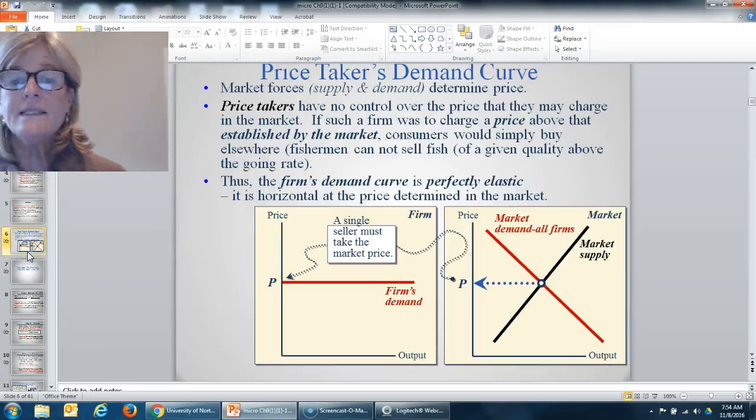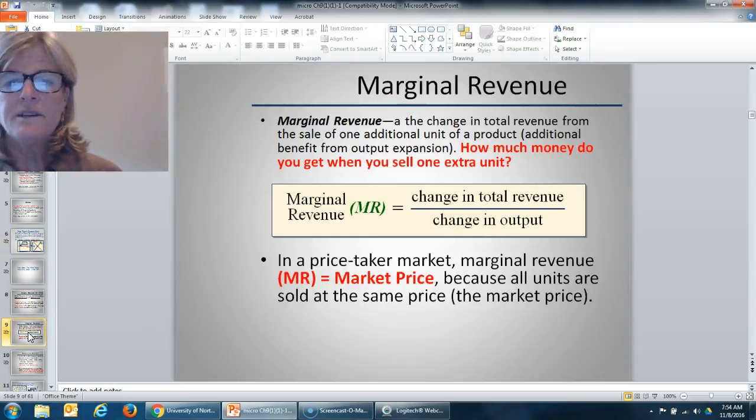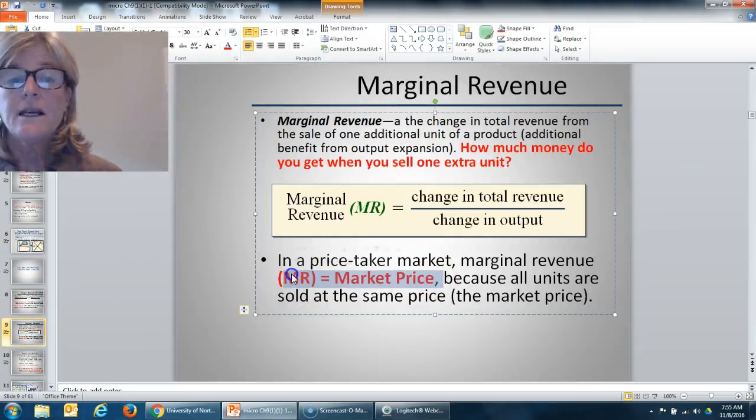How much more money does he get for selling one more unit? The additional revenue, it's the price. In chapter 9, marginal revenue is equal to market price. This is the only chapter where that occurs. But all of these rules will work throughout all the chapters. But in chapter 9, when it's a perfectly competitive market throughout the world, marginal revenue is equal to price.